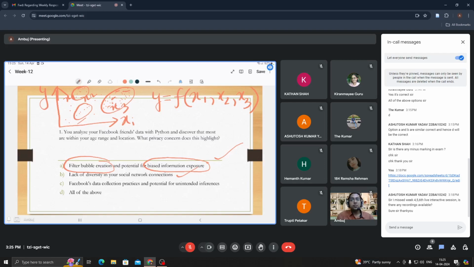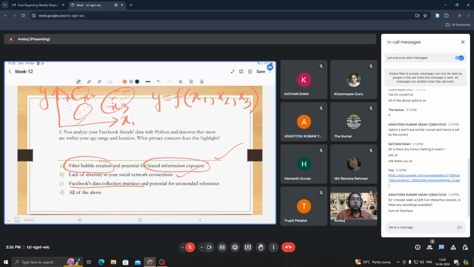Option C was Facebook's data collection practices and potential for unintended interferences. What do you mean by Facebook's data collection practices? This is how our algorithms are functioning, and how they are posting various types of suggestions. This is meant by Facebook's data collection practices. It tries to collect some type of data when you are filling your user profile, and then it tries to provide suggestions accordingly. That is meant by Facebook's data collection practices.